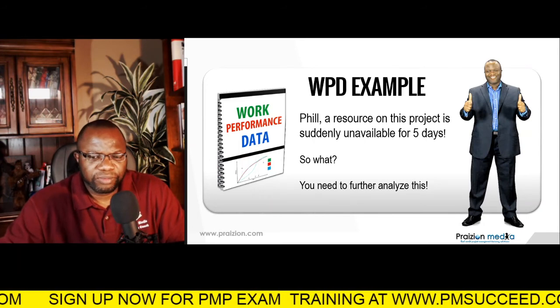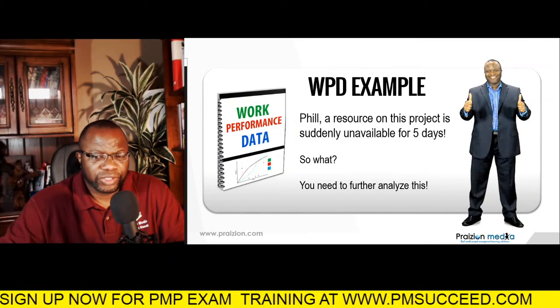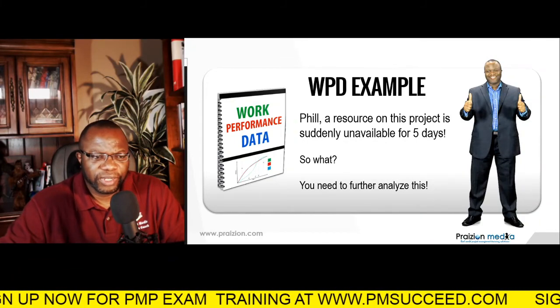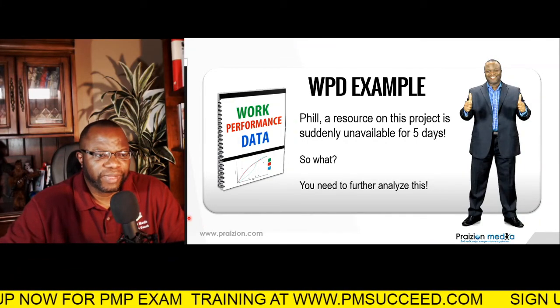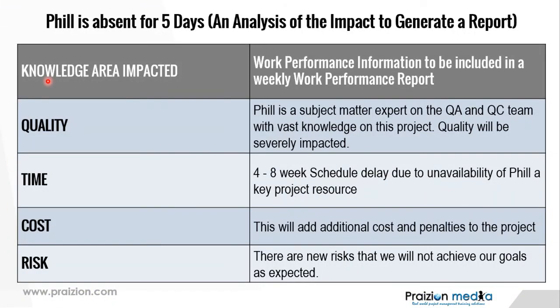Phil's not being available is known as work performance data. Okay, it's a raw observation, but it's not enough. That raw observation needs to be analyzed. So what are we going to do? Analyze it. We're going to analyze Phil's absence for 5 days from the perspective of quality, schedule, cost, and risk.